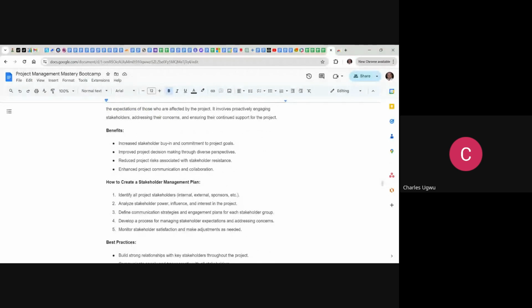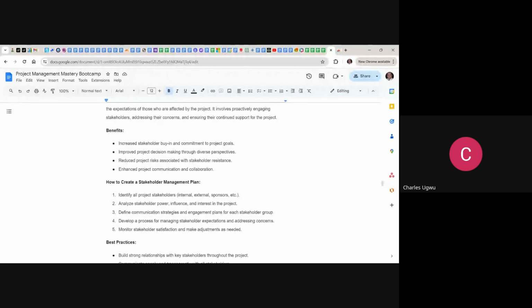So what is the benefit? Increased stakeholder buy-in. What is buy-in? Support. When you are looking for stakeholder buy-in, I'm trying to use the right words, because as a project manager, these are the keywords we are going to be seeing. We'll call them jargons in project management. So, increased stakeholder buy-in and commitment to the project goal.